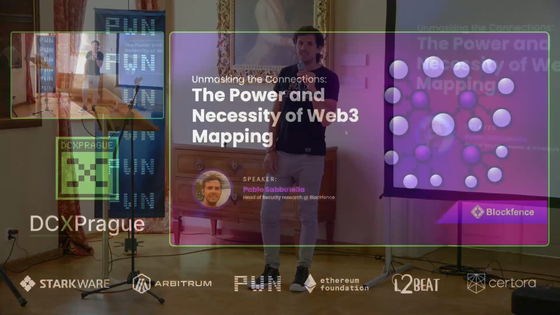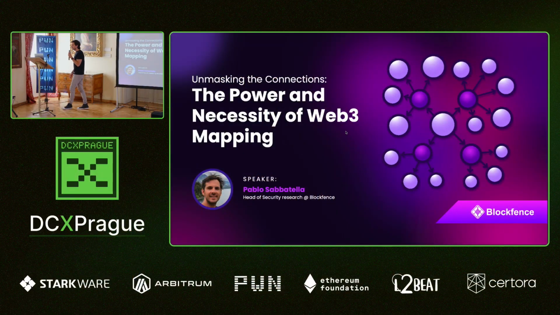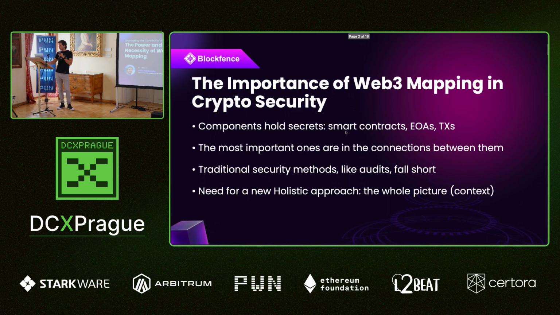This is gonna be a small presentation about what we are doing at Blockfence. I'm head of security research, and we are basically unmasking connections in Web3. So what we have found is that information in blockchains holds lots of secrets, right? We have smart contracts, we have EOAs, we have transactions. But the most important things are the connections between them, right? Not when you see them apart.